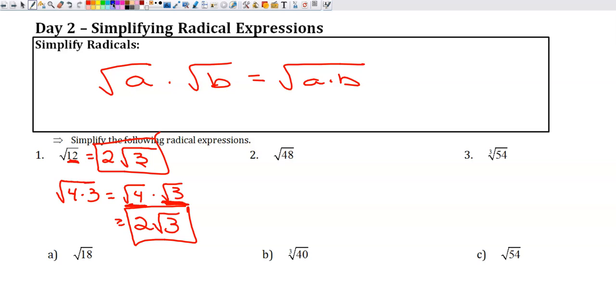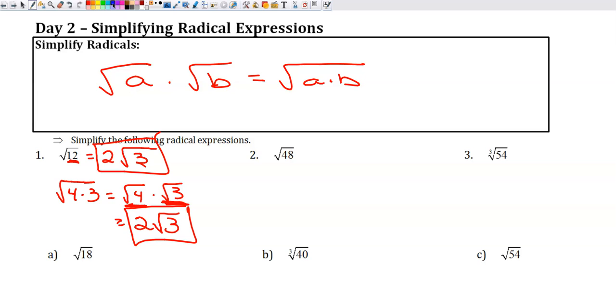Okay, so I look at 48. And I'm trying to think of things that go into 48. And those of you who are not very good with your division, this is going to be more time consuming for you. Does 2 go into it? Does 3 go into it? Does 4 go into it? Does 5 go into it? Does 6 go into it?